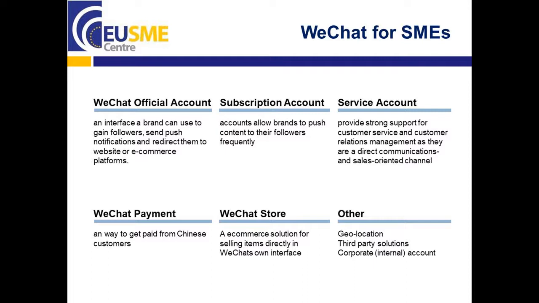And for service accounts, it has more functions. So upon verification, you can access APIs, you can use WeChat Pay, you can start an e-commerce store. There are way more interesting functions that you can explore. So if you want to tie your WeChat accounts with e-commerce functions, it's definitely go for service accounts. But if you are just doing it for broadcasting information, then just use the subscription accounts.